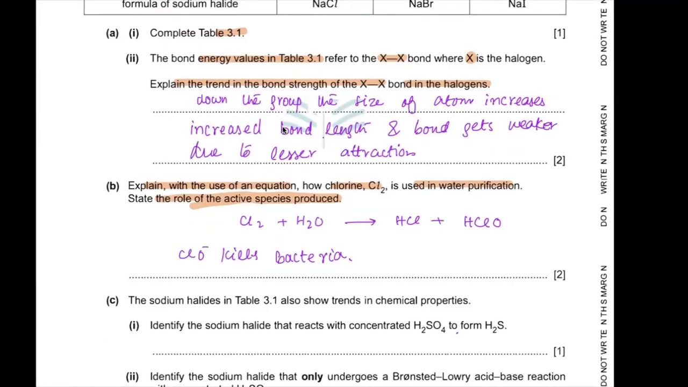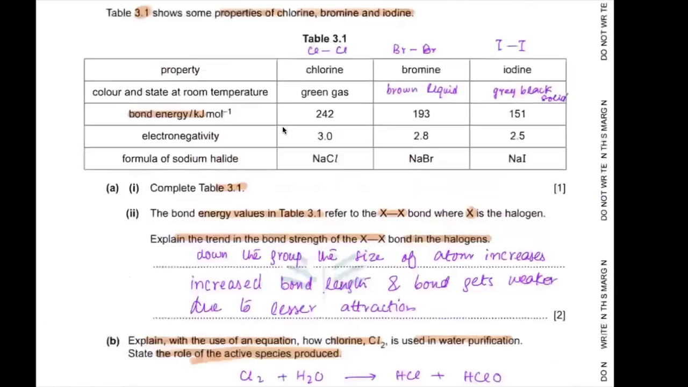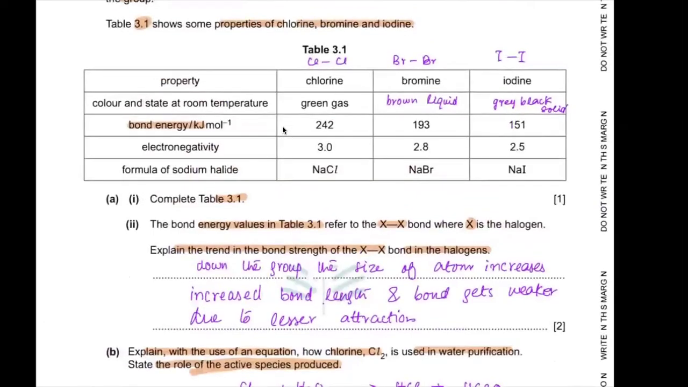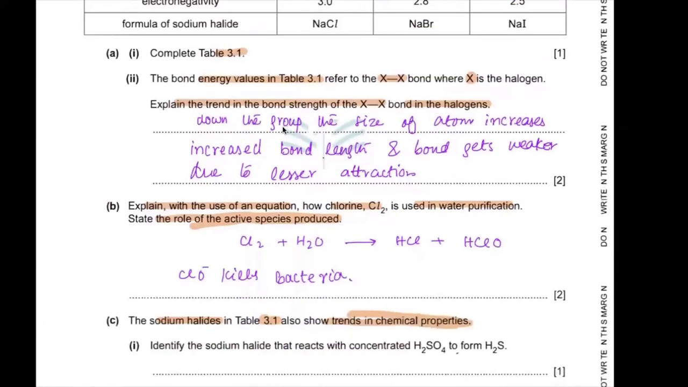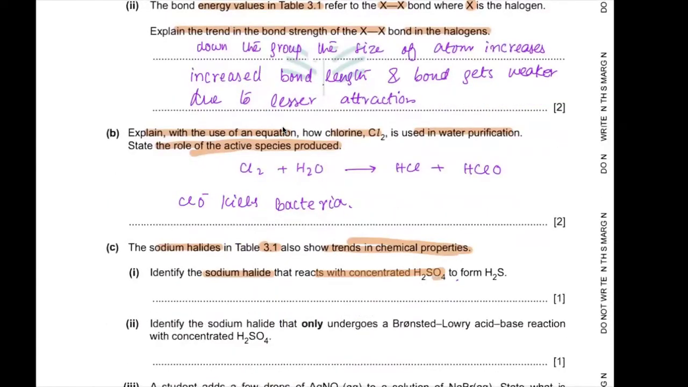ClO negative. Now, the sodium halides in table 3.1 show the trend in the chemical properties. Okay, their electronegativity, right? Identify the sodium halide that reacts with concentrated sulfuric acid to form H2S. So if you recall, only sodium iodide is the one, because iodide reduces sulfur in the sulfuric acid to -2 in H2S. With bromide, it will form just SO2. With chloride, we have just HCl and the salt. No other redox reaction occurs.